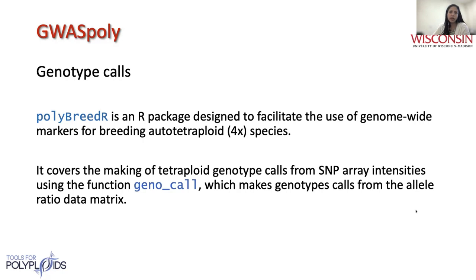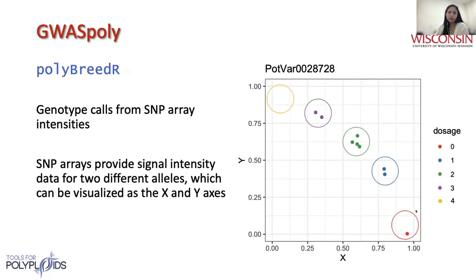This package will assign the tetraploid genotype calls from a SNP array. All the data that I will talk about today is SNP array data, but there is also a possibility to do this for sequencing data. It will use the function genocall, which will make the genotype calls for each allele ratio from the data matrix.